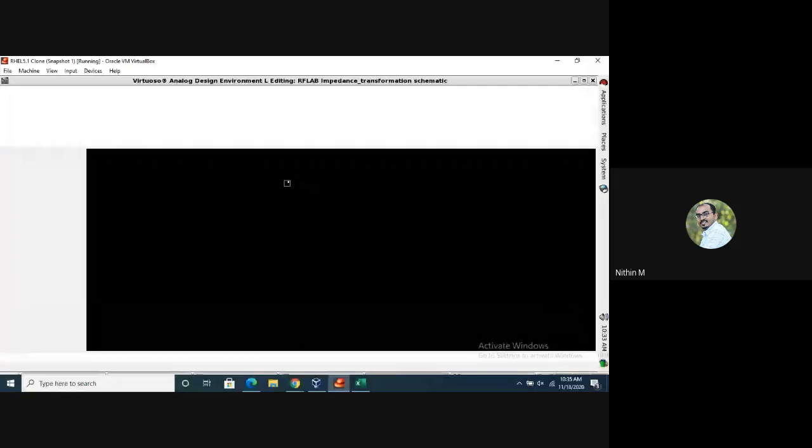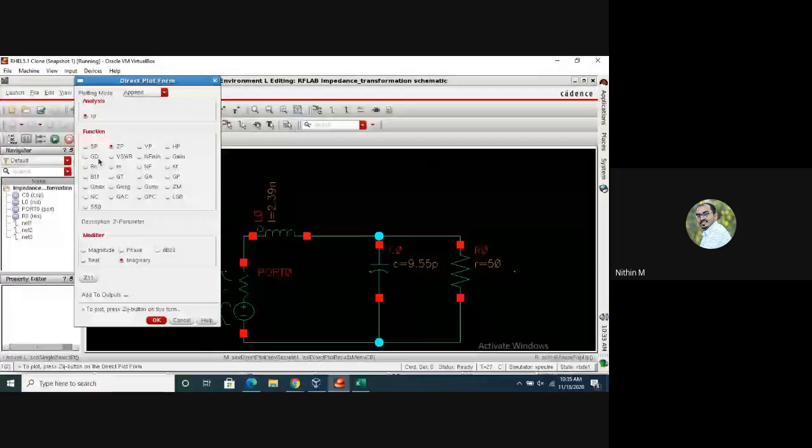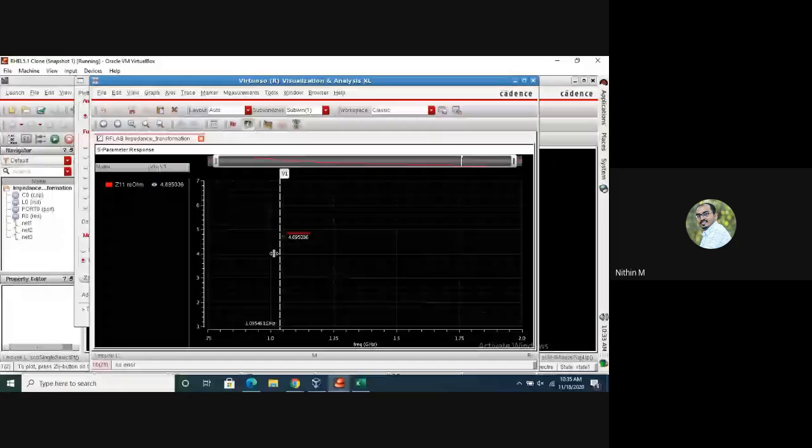Let me go to results, direct plot, main form, and go to Z parameters and just put this replace. I'll click on the real and press this Z11, which will give you the plot here at 1 giga. So at 1 giga, the resistance value is very close to 5, where it is 5.007. It is actually 5.